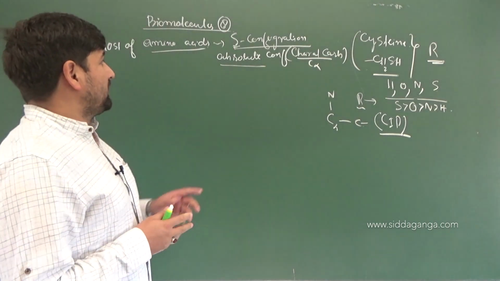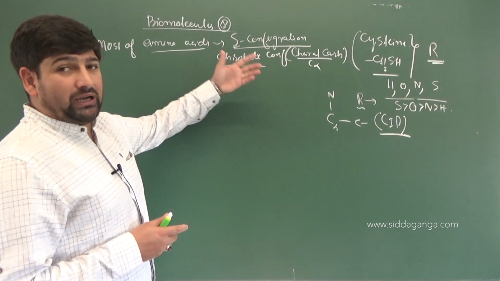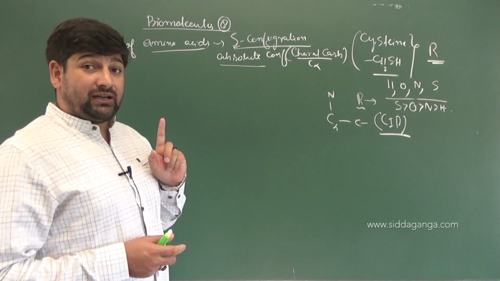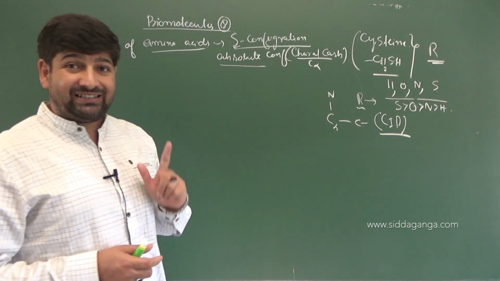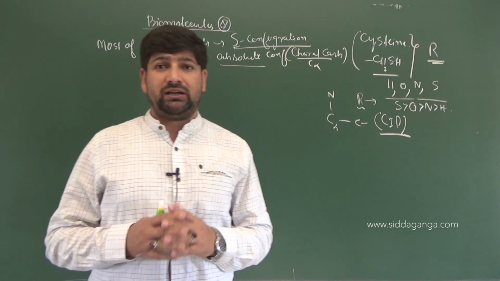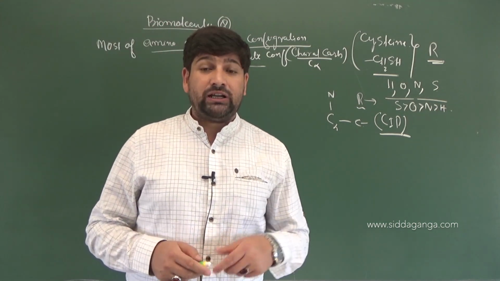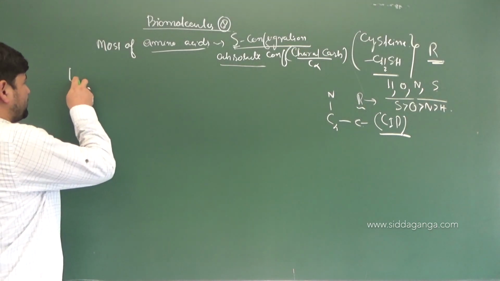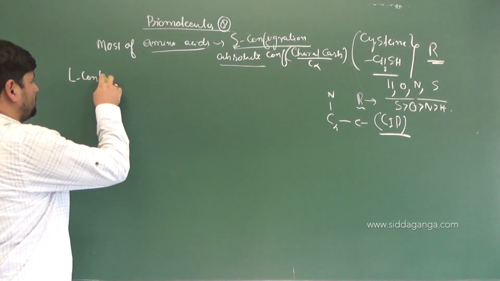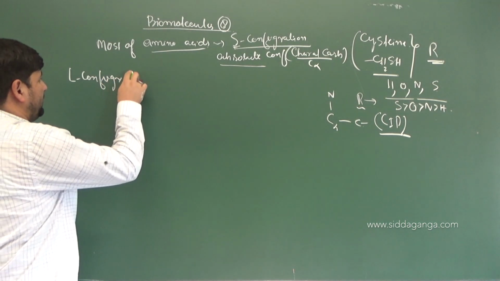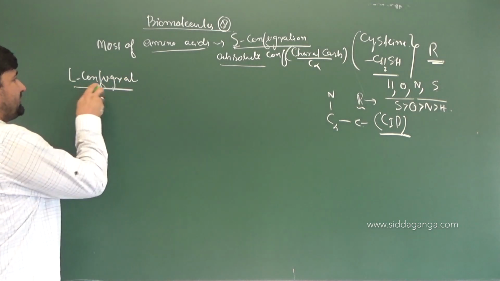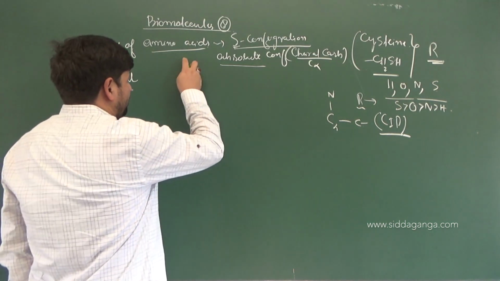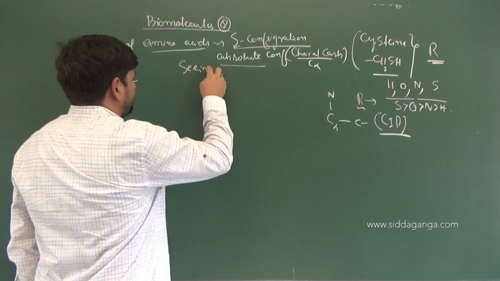Why did I mention all the configurations, the absolute configurations in alpha amino acids? What is the configuration in naturally existing amino acids which are available? They are happening in which configuration? I mentioned it. L configuration. And we mentioned very clearly this L and D in case of amino acids is decided on the basis of which amino acid? Serine.